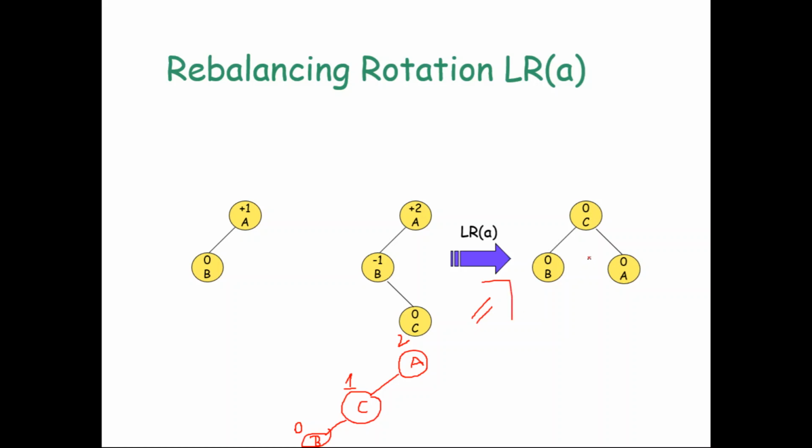Okay, so now when you perform the right rotation, A will come down. Okay, so A comes here, and this is the resultant tree, which is a balanced tree, right? Okay.